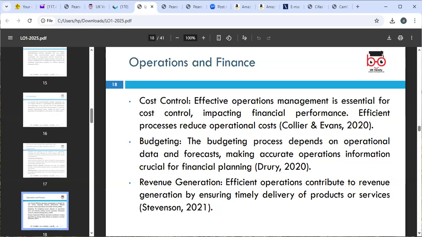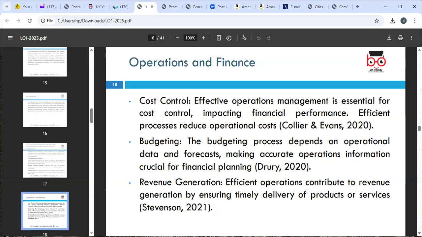Budgeting. There should be a proper budgeting for every product, whether quarterly, yearly, or mid-year. The budgeting process depends on operational data and forecasts, making accurate operations information crucial for financial planning. Very important. The budget informs us in the financial planning of the products, all the manufacture of the particular product you seek to do. And budgeting falls under finance.